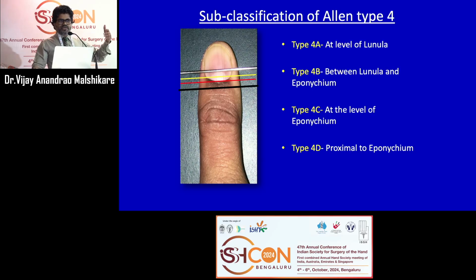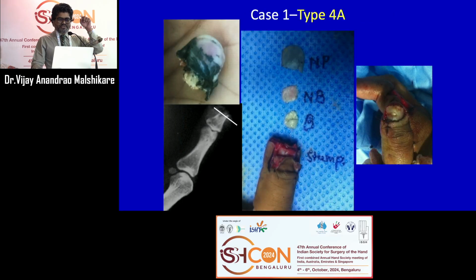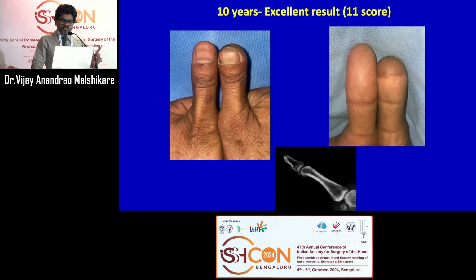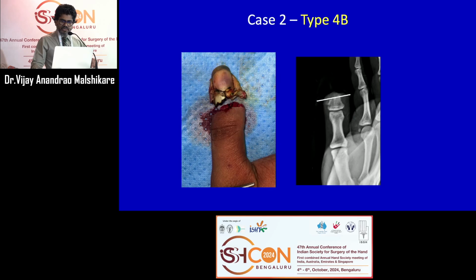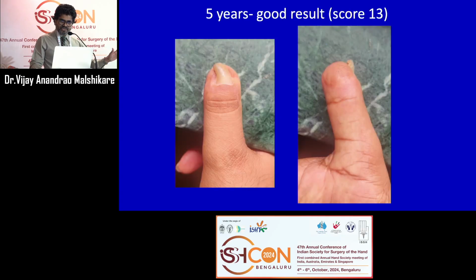So I have classified the type 4 amputation again into 4 types. Type 4A is at the level of lunula, between lunula and the eponychium. 4B at the level of eponychium, and 4D is proximal to eponychium. Why? I will show you. This is case number 1, type A amputation, at the lunula. It got an excellent result. Type B, between the eponychium and the lunula, gets a good result.